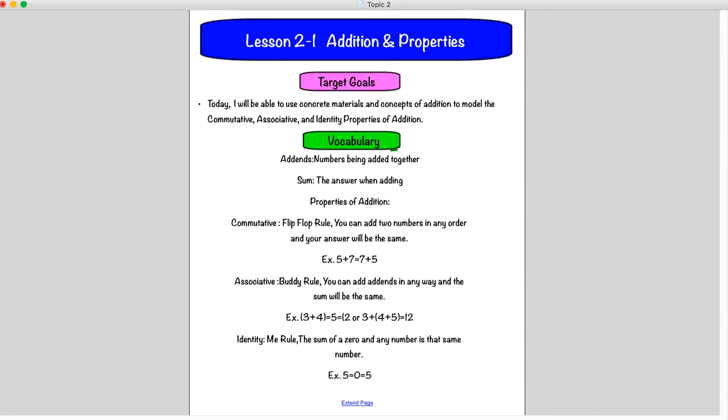First, you're going to need to know what the word addends means. Addends are numbers that are being added. So if I have 5 plus 2, 2 and 5 are both addends. They're basically numbers that are being added together. Now the second vocabulary word is sum. Sum is the answer when adding. So if I said find the sum to the number sentence 5 plus 2, 5, 6, 7. 7 is going to be your sum.